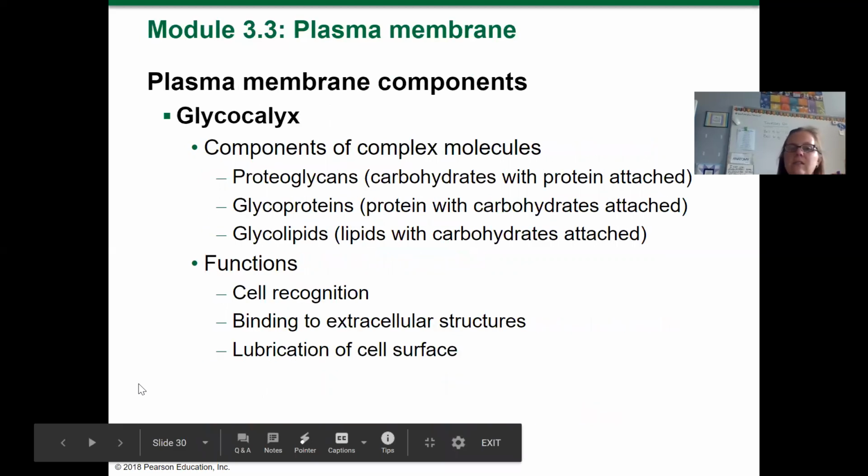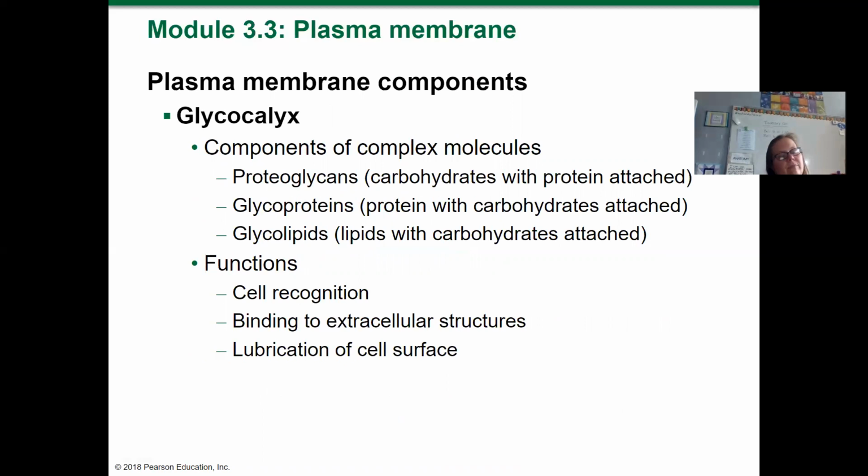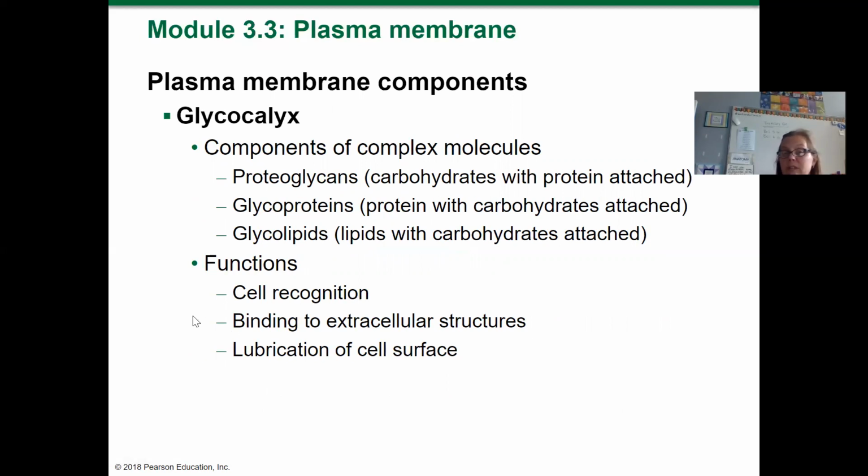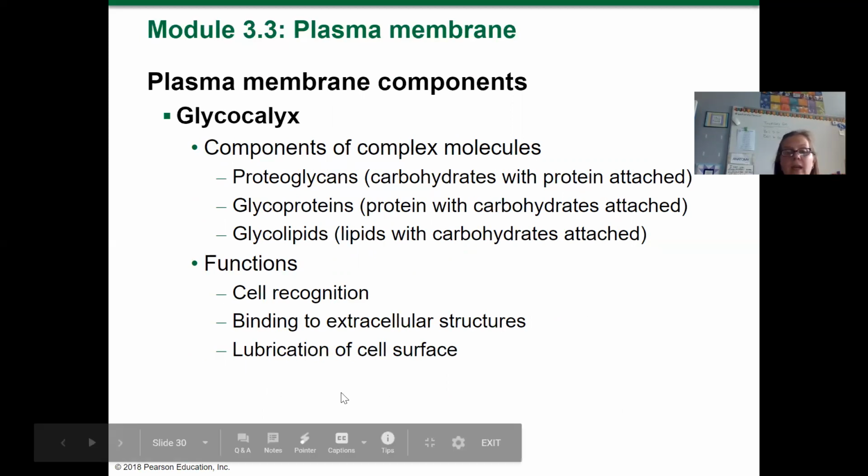The glycocalyx, you got a lot of different molecules involved, the proteoglycans, glycoproteins, and the glycolipids. But what's more important is the functions. Some of these are like IDs, cell recognition. Some of them are able to bind to extracellular structures to make a more rigid tissue. And some of them have lubrication functions.